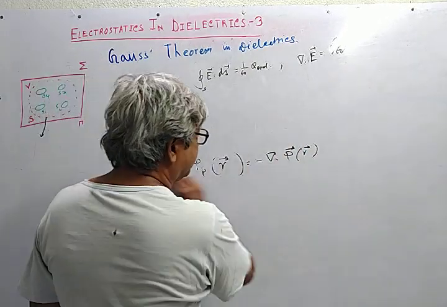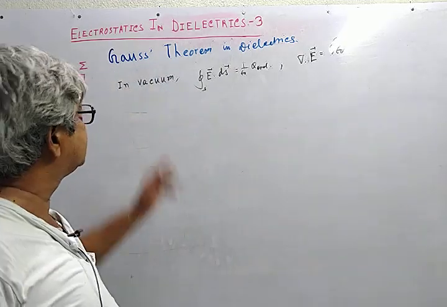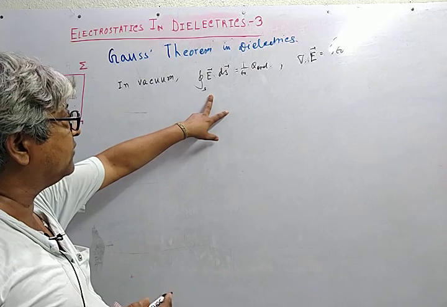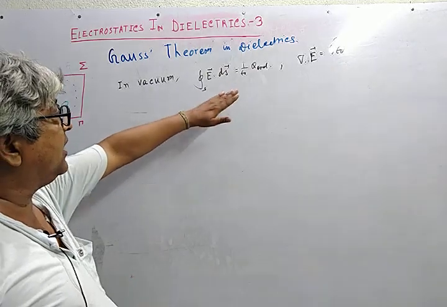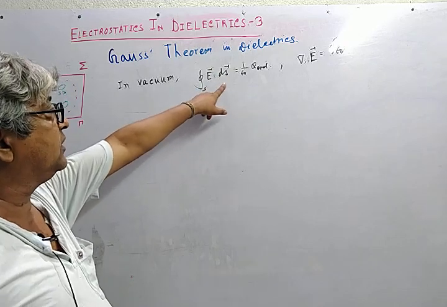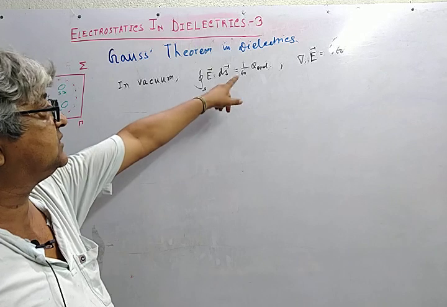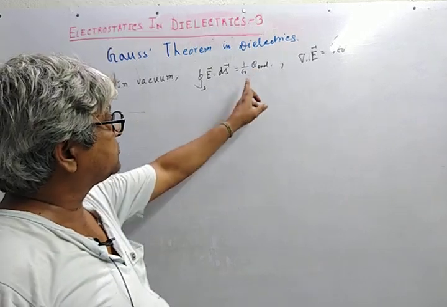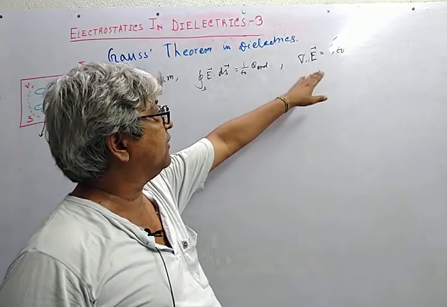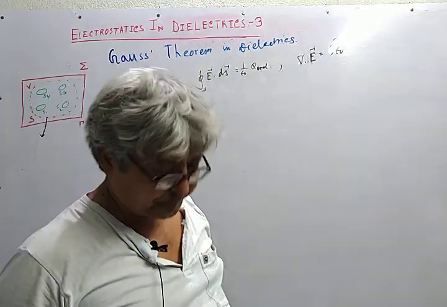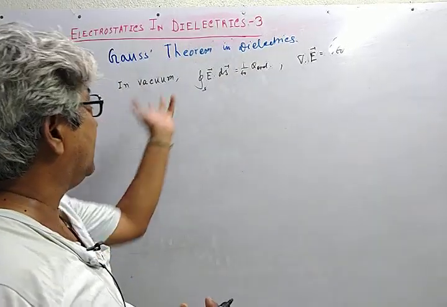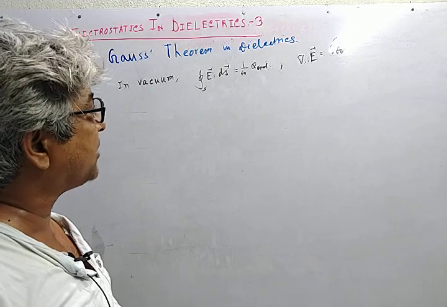Now come to Gauss's theorem. In vacuum, we have learned Gauss's theorem is this. If you have a Gaussian surface S bounding a volume B, then this is the integral form of Gauss's theorem, which states that the flux of E over a closed surface is equal to the charge enclosed divided by epsilon, that of the free space permittivity. In differential form, it is the law.